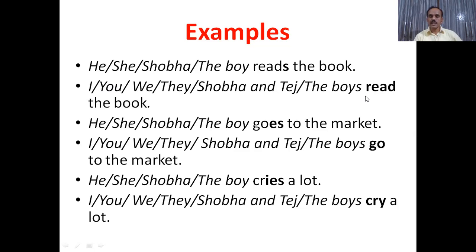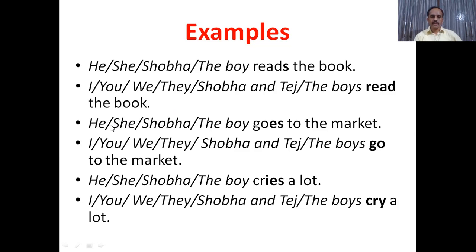Even though the verb is in present tense, we have not added s because the subject is second person singular and the plural. That means for any plural subject, even if the verb is in present tense, we do not add s or es or ies. We retain the verb as it is in the base form.